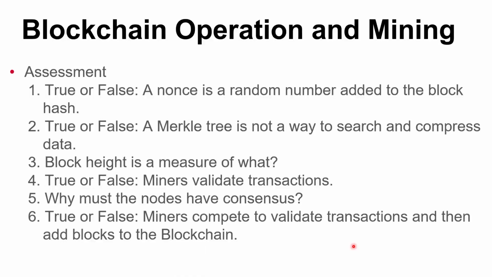And please do go through this assessment. Again, true or false: a nonce is a random number added to the block hash. True or false: a Merkle tree is not a way to search and compress data. So please take a look at the assessment. And just like we talked about before, the correct answers are in the previous lesson we just completed.